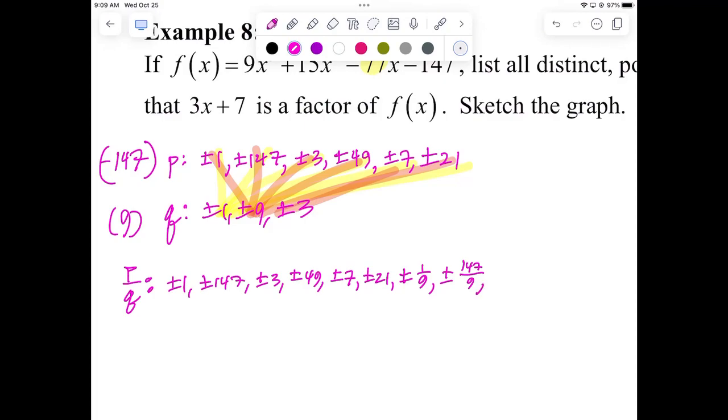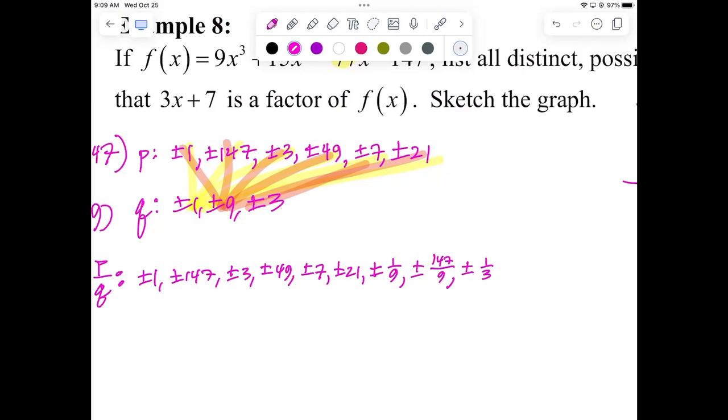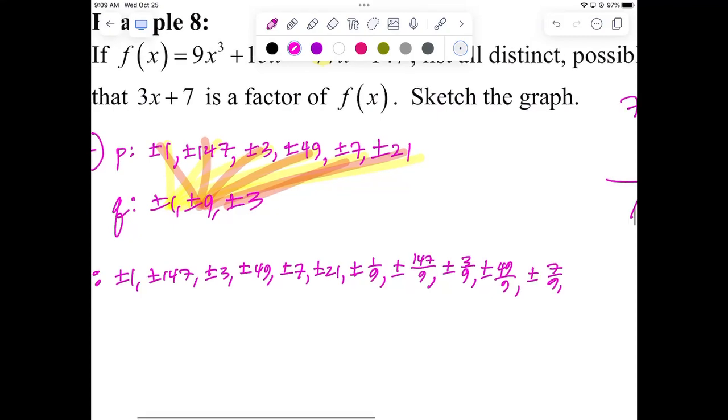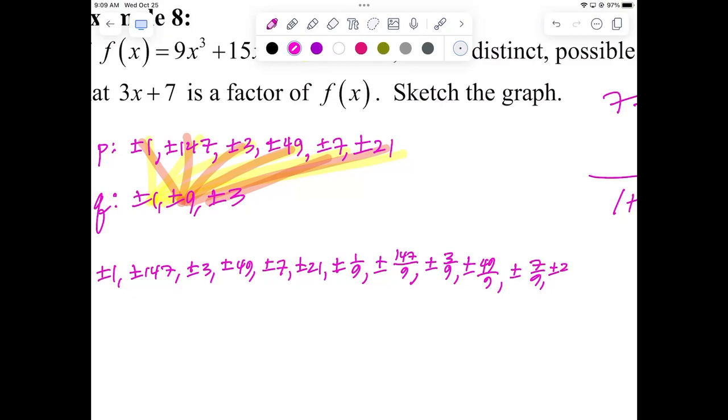Okay. What about plus or minus 3/9? Does that simplify? Yeah, so plus or minus what? 1/3. I'm going to simplify as I go if you're okay with that. Oh, we can simplify, we can divide both by 3. Let me not simplify on this row, because I said I was going to do it and I didn't do it uniformly. So let's just write it 3 over 9, and then it's plus or minus 49 over 9. Plus or minus 7 over 9. Plus or minus 21 over 9.